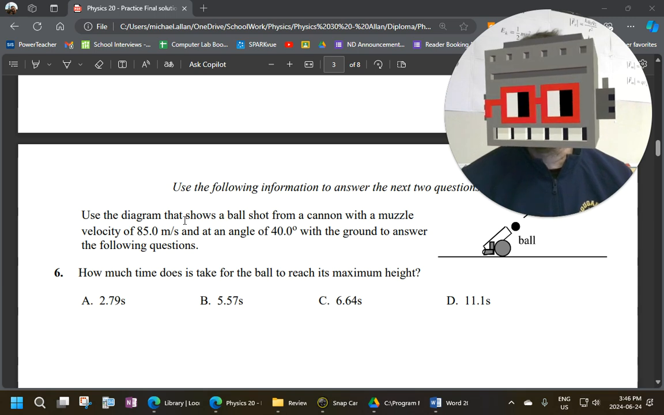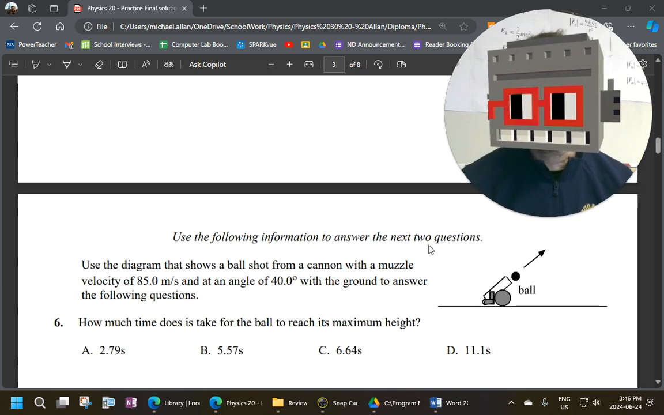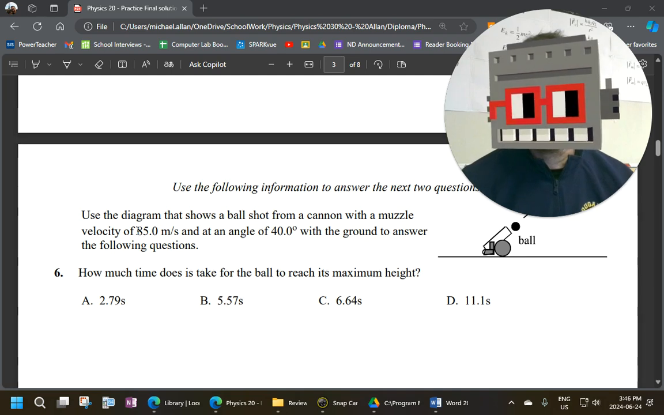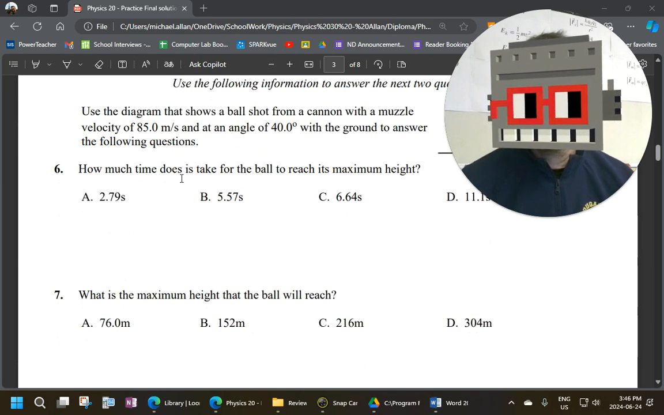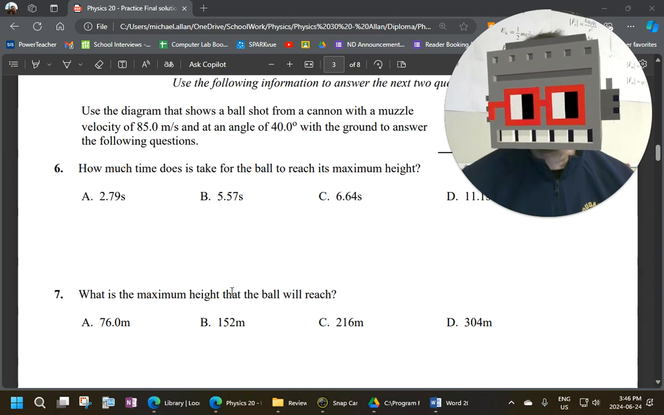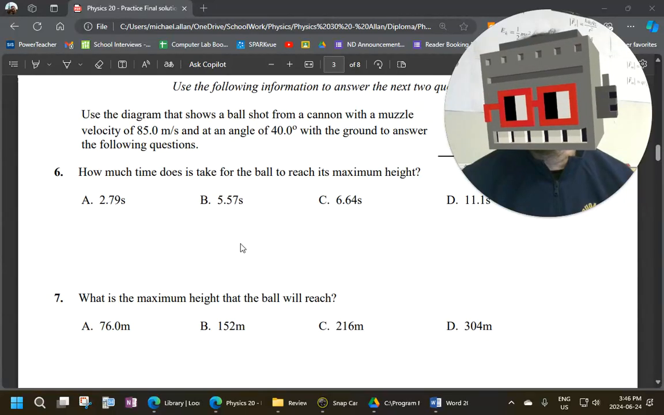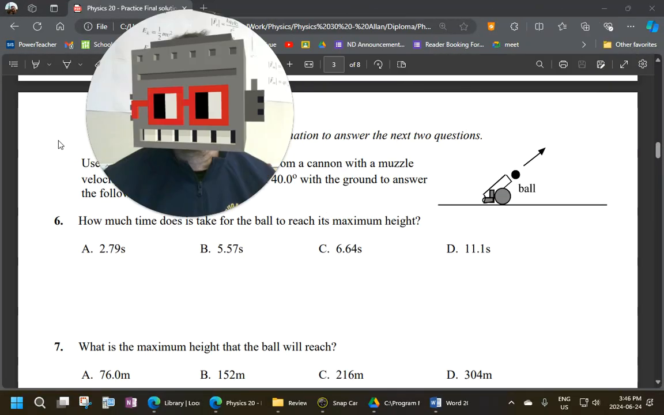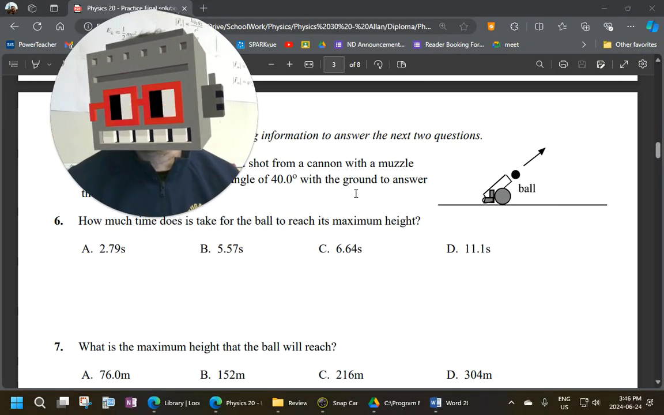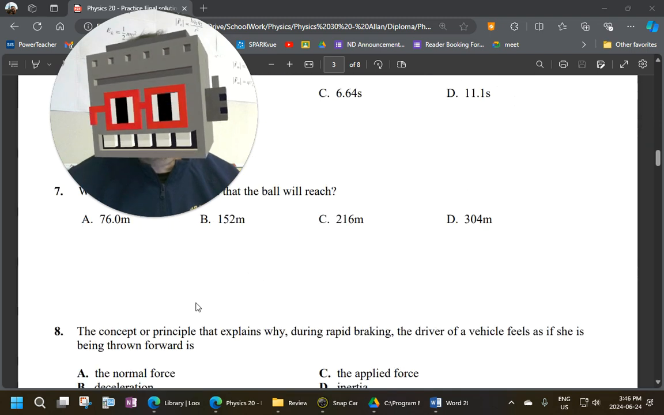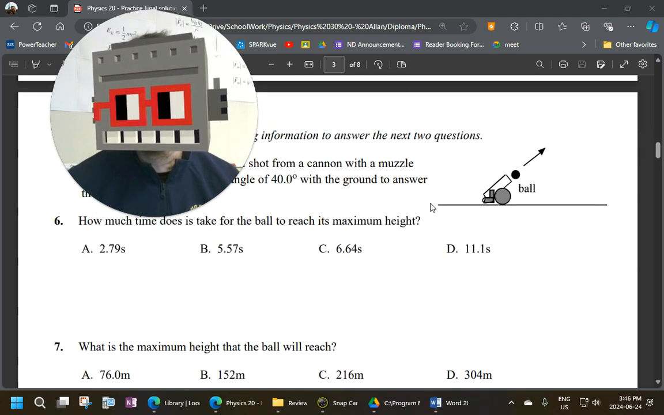So here we go. I'm going to use this diagram to figure out a ball that's shot from a cannon at an angle of 40 degrees with a muzzle velocity of 85 meters per second. How much time does it take the ball to reach its maximum height, and then what is that maximum height? And really, that's it. Not even asking for the range, which could be a legit question. Maybe you can answer that as question 8 or something. What's the range of this ball?